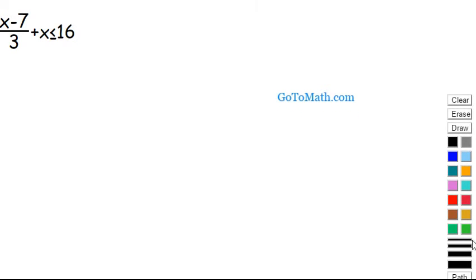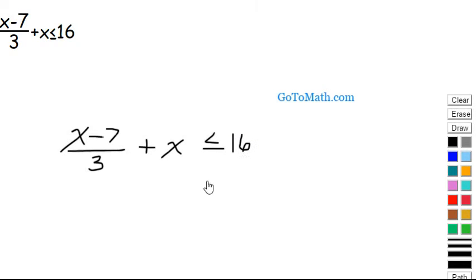Let's rewrite this. We have x minus 7 over 3 plus x, and that's less than or equal to 16. So we're trying to isolate x. The best thing to do here is multiply across by 3, everything all the way across. The reason for that is we want these to cancel out. Let's get rid of this fraction stuff.